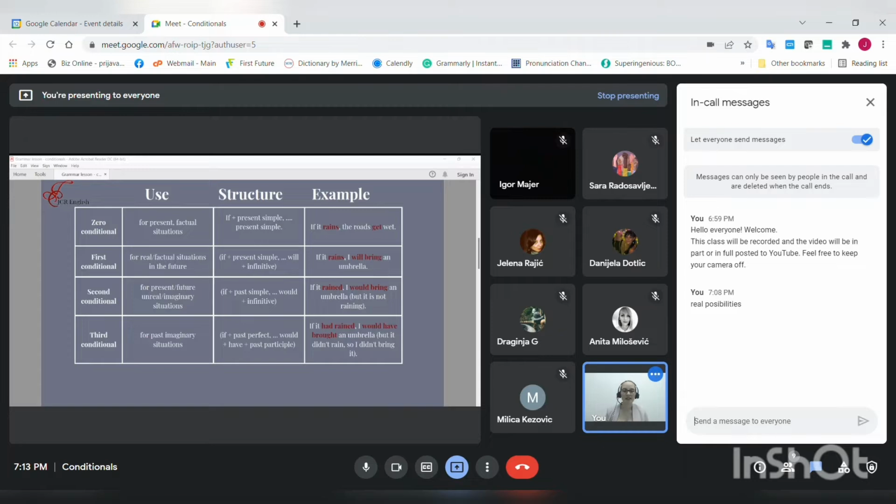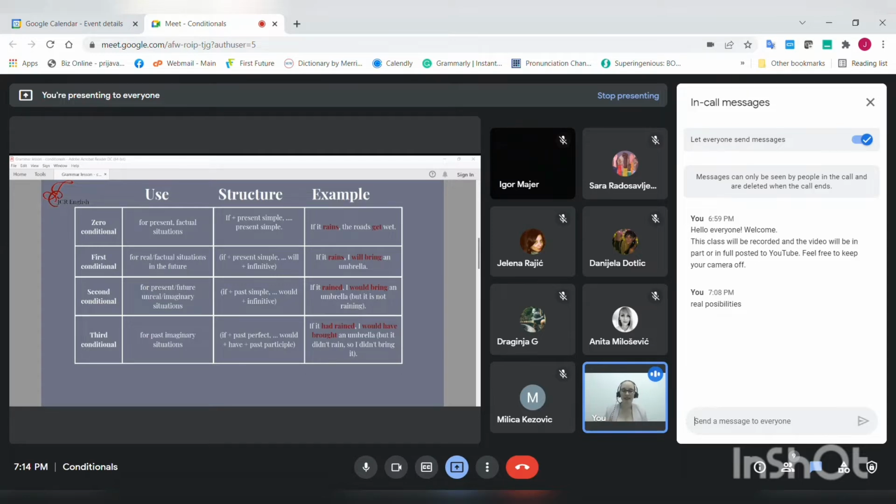And here you can see that I made an example very similar to the other ones, just to show you the differences between the conditionals. If it rained, you can see the past simple tense, I would bring an umbrella. Now, as Igor said, this is a hypothetical situation. So in the parentheses, I explained that it's not raining. So I will probably not bring an umbrella. But if it rained, I would bring it.